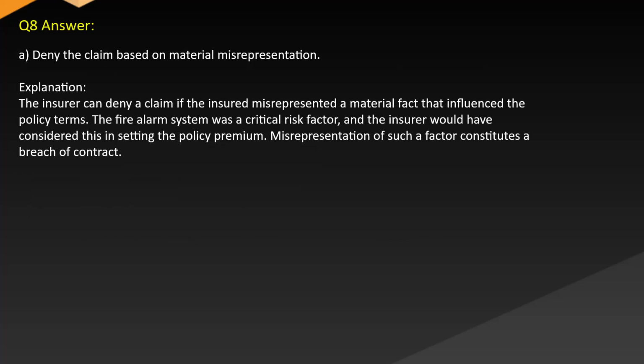Answer. A. Deny the claim based on material misrepresentation. Explanation. The insurer can deny a claim if the insured misrepresented a material fact that influenced the policy terms. The fire alarm system was a critical risk factor, and the insurer would have considered this in setting the policy premium. Misrepresentation of such a factor constitutes a breach of contract.